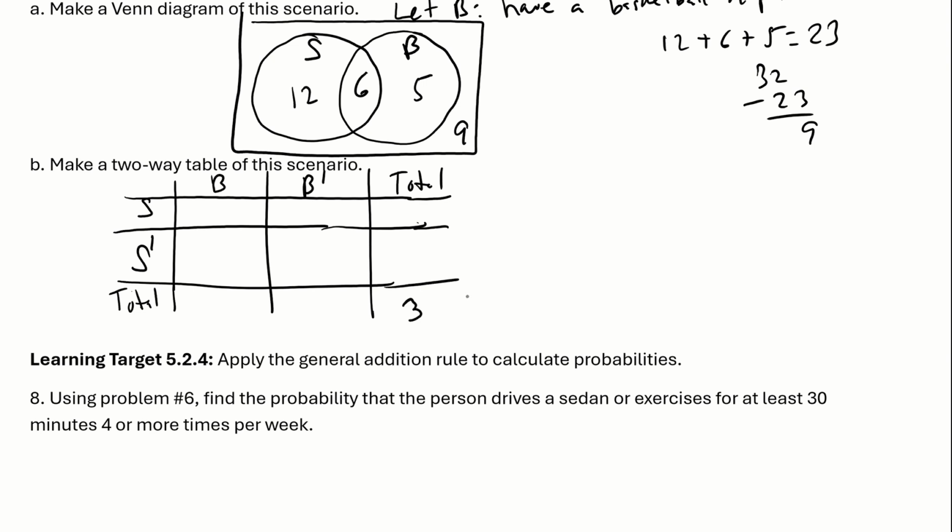We know we're going to have a total of 32. All right, so there's 6 that have both swing set and basketball. There's 12 that have just a swing set but no basketball. There's 5 that have just basketball but no swing set, and then there's 9 that have neither of them. And then we could just add these totals up. All right, and that is our two-way table.